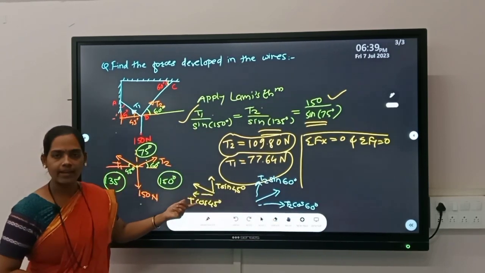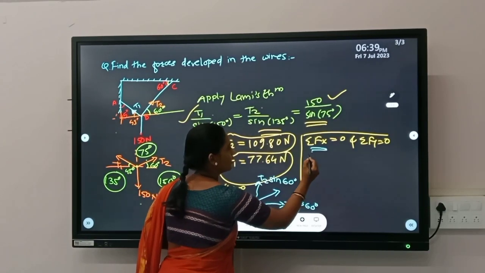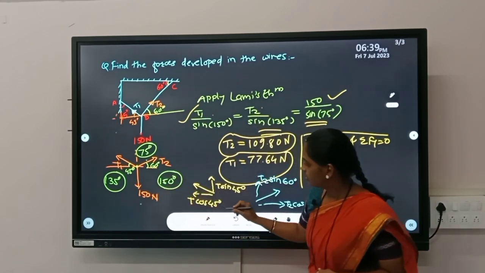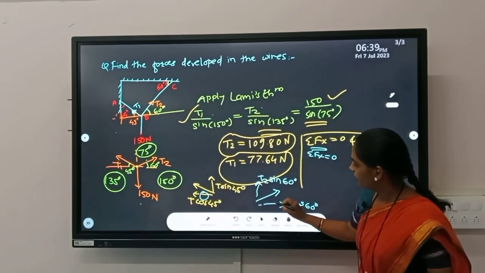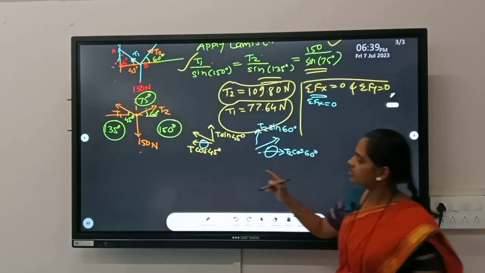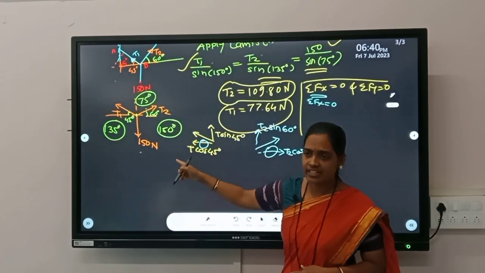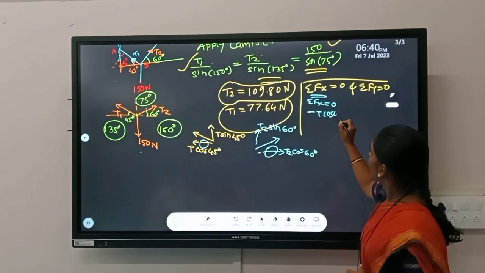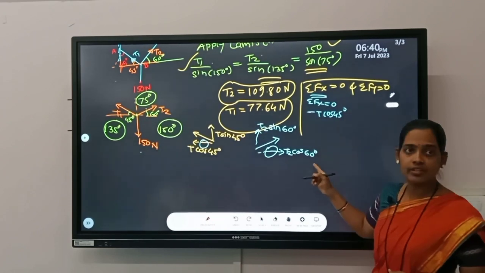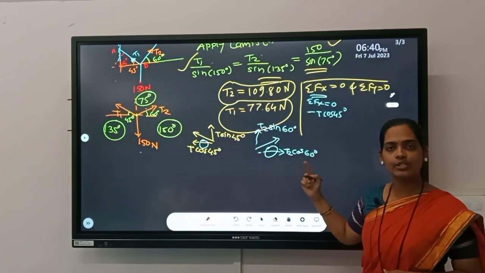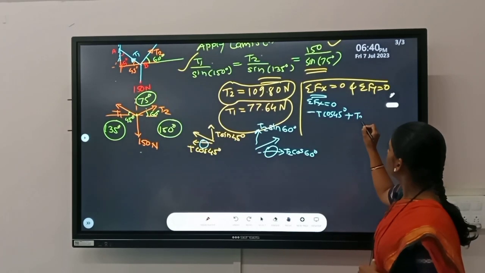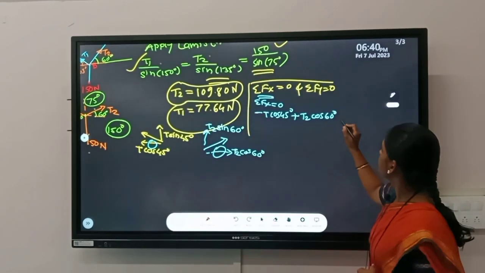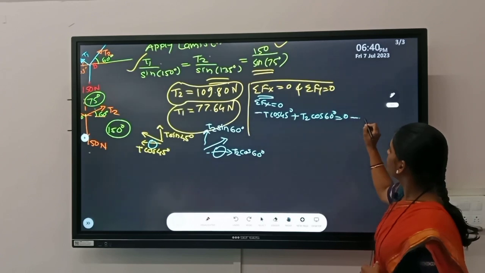Now apply the first equilibrium condition, summation Fx is equal to 0. So what are the components along the x-axis? This particular component, then this component. Since T1 cos 45 is going towards the left-hand side, take it as minus T1 cos of 45 degrees. This T2 cos 60 degrees is going towards the right-hand side, that's why it is taken as positive, plus T2 cos of 60 degrees. Is there any component remaining? No, it is equal to 0. Set this as equation number 1.